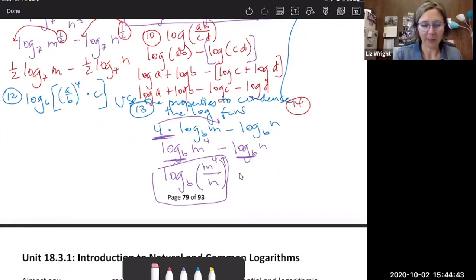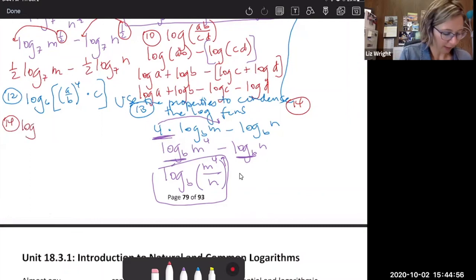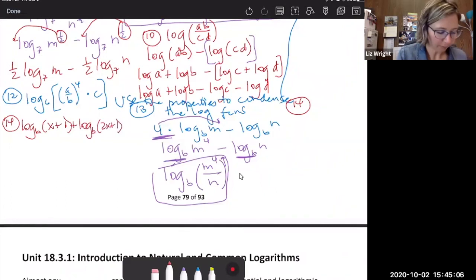So trying to find space for it. I think what I'm going to do, I'm going to move 14 over here. So 14, we're going to have to write small because this is a long one horizontally. So it's going to be log base b of x plus 1 plus log base b of 2x plus 1 minus 2/3 log base b of x. Sorry, I wrote right over that other one.